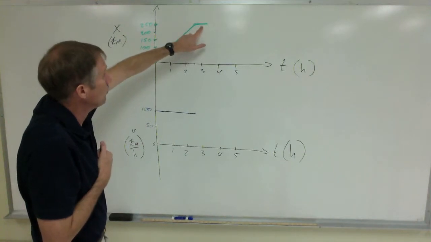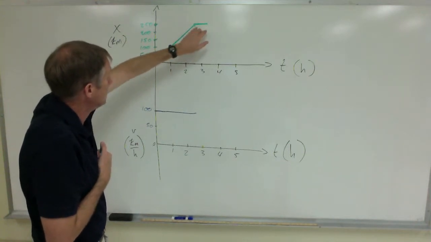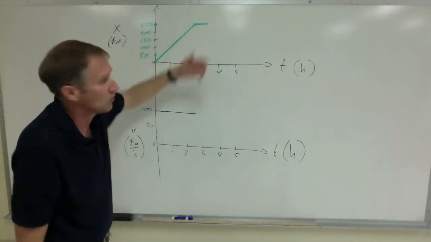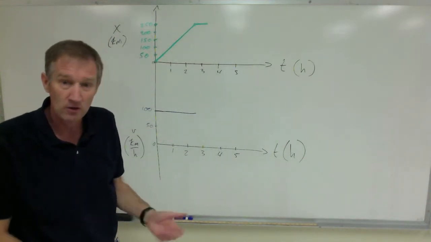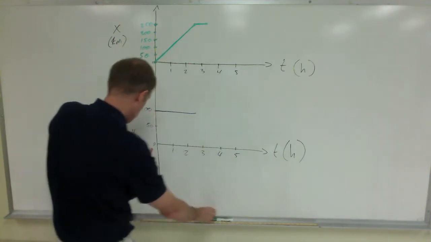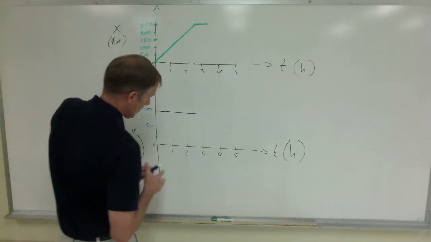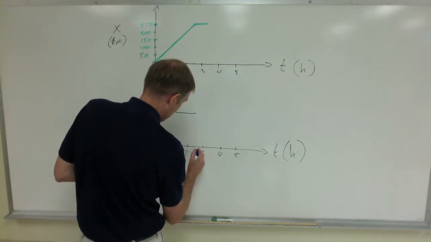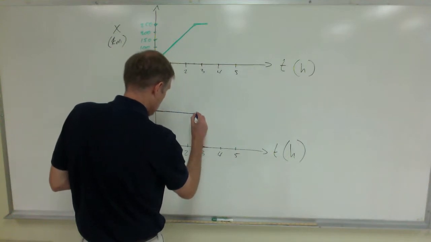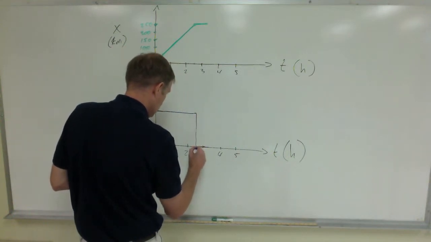Notice that slope is 0, and the slope of a position time graph is the velocity. And also you know that the velocity is 0 because it says so. So 0 for velocity is down here at 0. So during that time period, that's 0. Okay, that's 0. You can connect these if you want to.